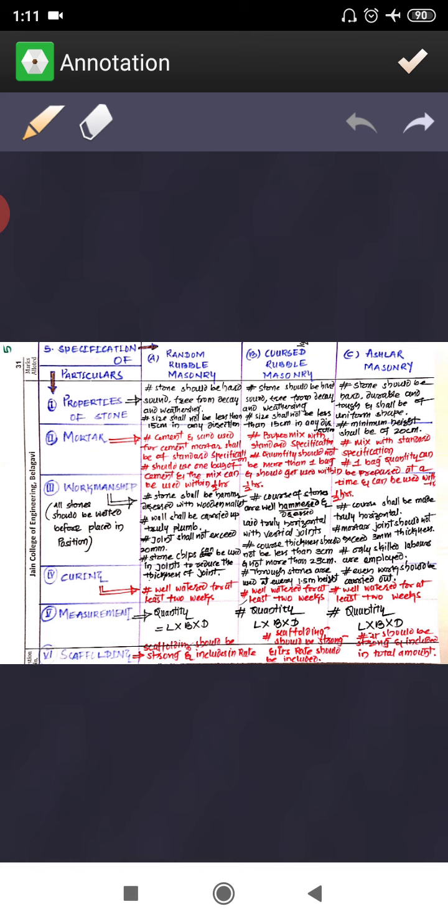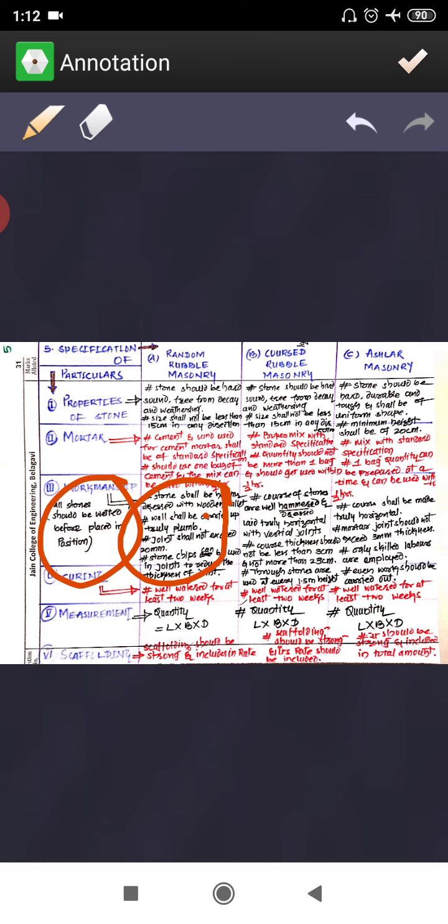Then we'll go for the next, workmanship. Now workmanship, see, all stones should be wetted before being used or placed in a position, that you have to keep in mind. Then stone shall be hammered, dressed with a wooden mallet. Wall shall be carried out truly plumb. Joint shall not exceed 20 mm. And then stone chips can be used in the joints to reduce the thickness of joint. Now, these all things will be written for this. So normal things, whatever will be there. Here we are using the stone chips in the joints to reduce the thickness of joint.